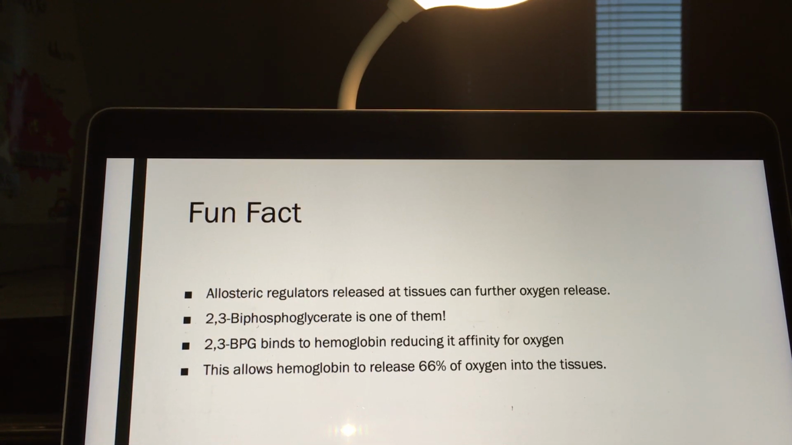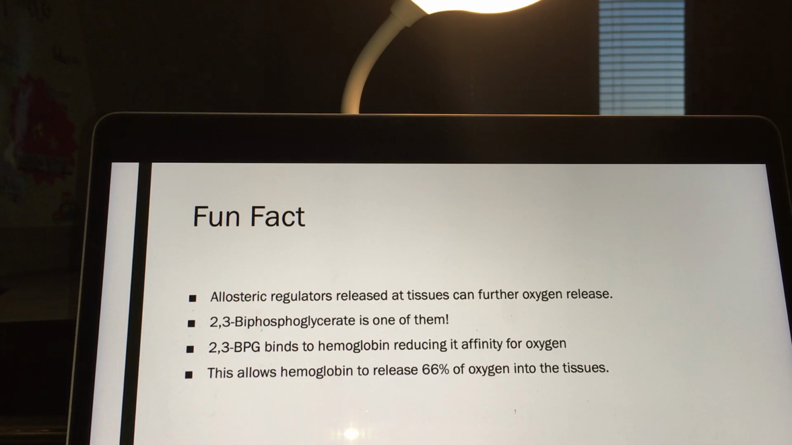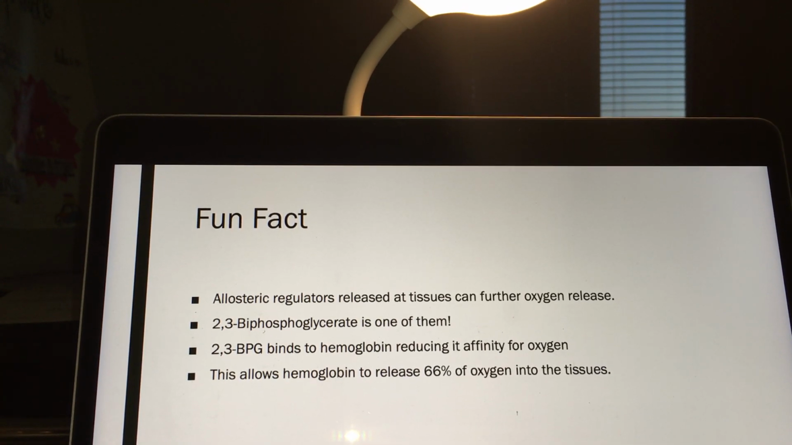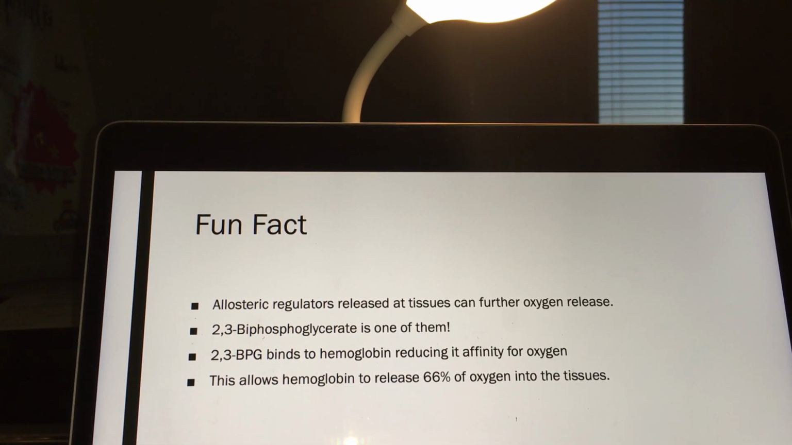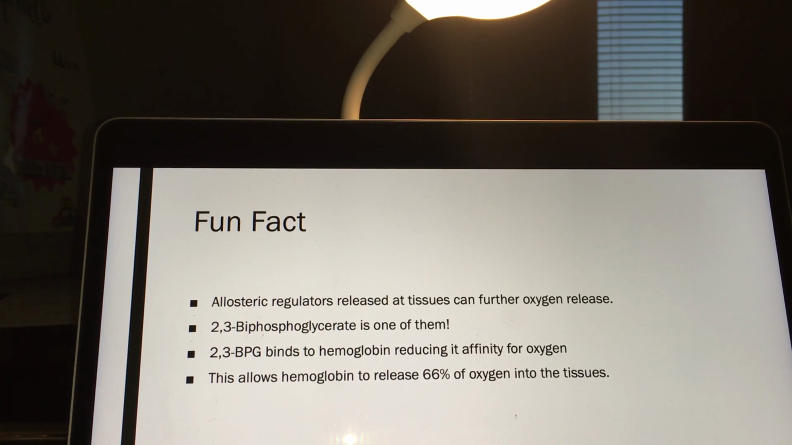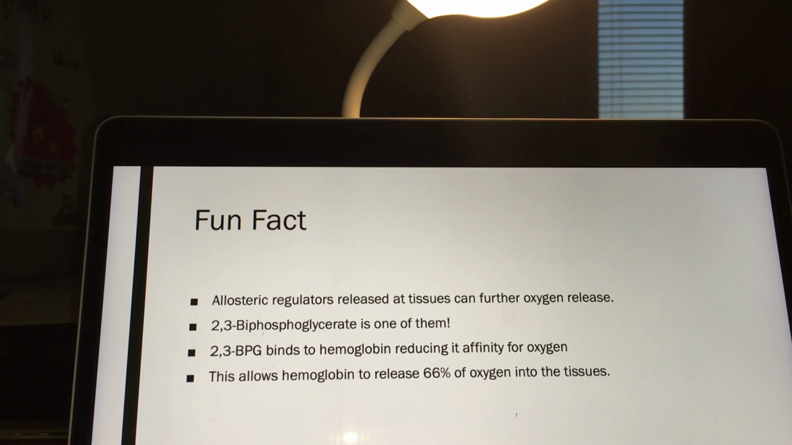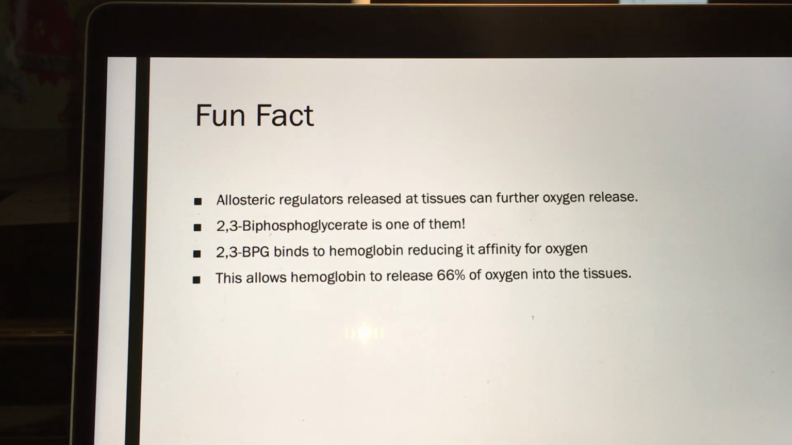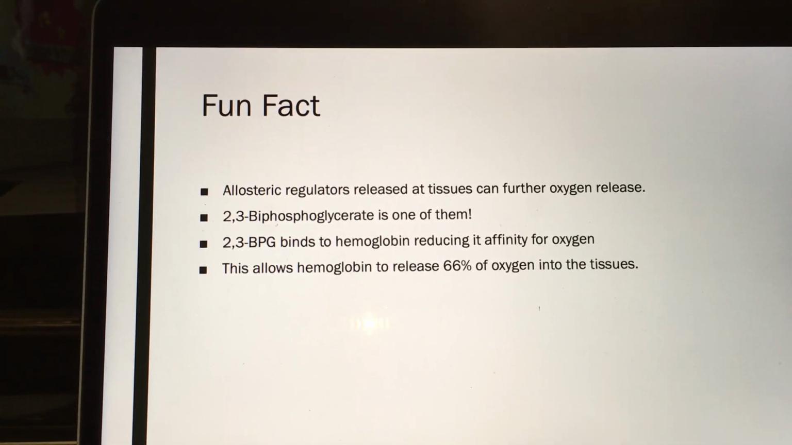cooperative process, but we also have the 2,3 bisphosphoglycerate, which is very important in helping the hemoglobin reduce its affinity for oxygen. This reduced affinity for oxygen allows hemoglobin to release that 66% of oxygen into the tissues that we talked about earlier.